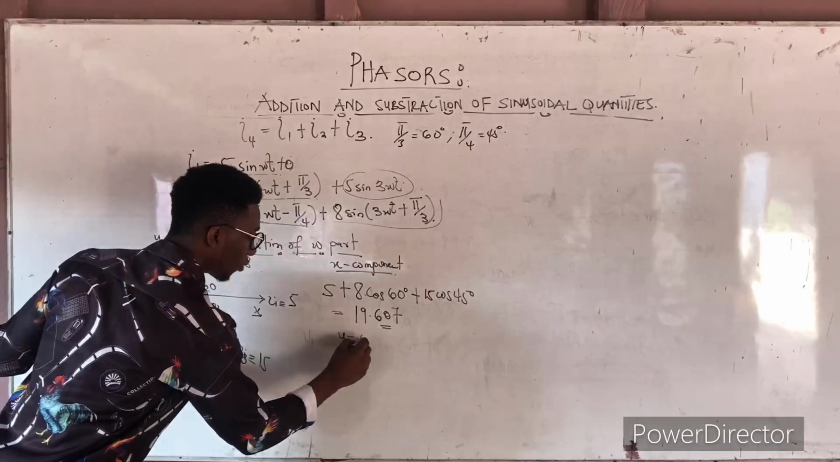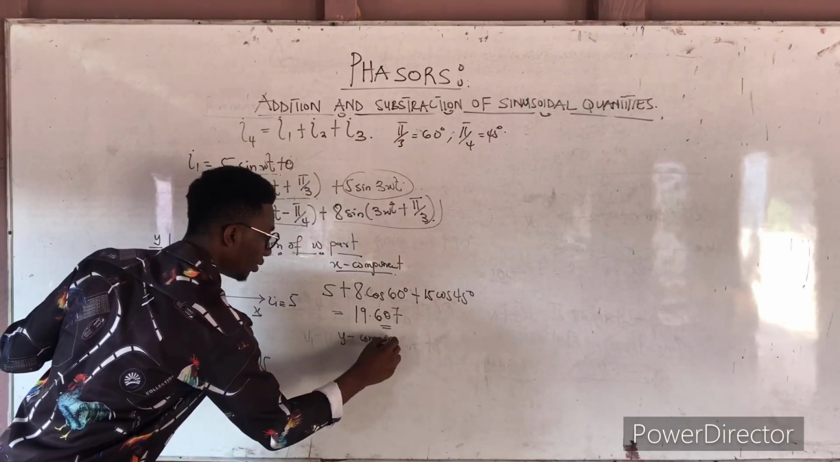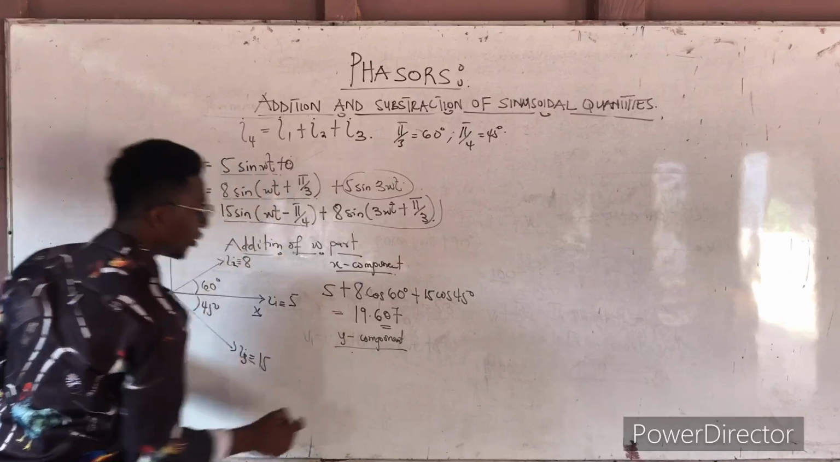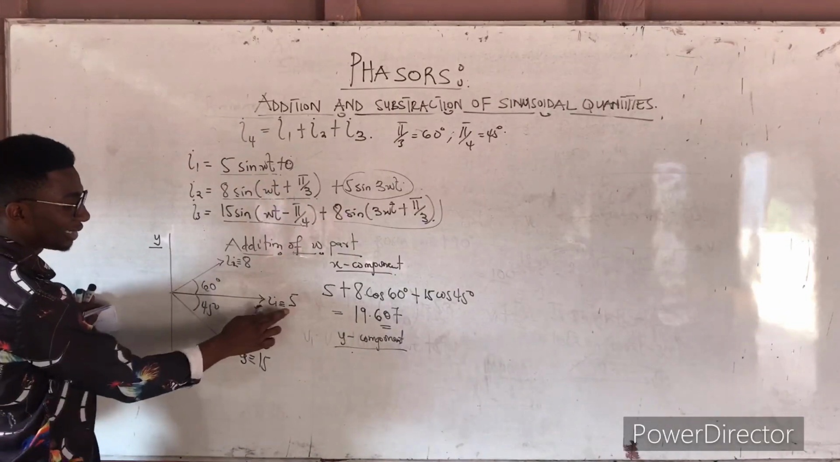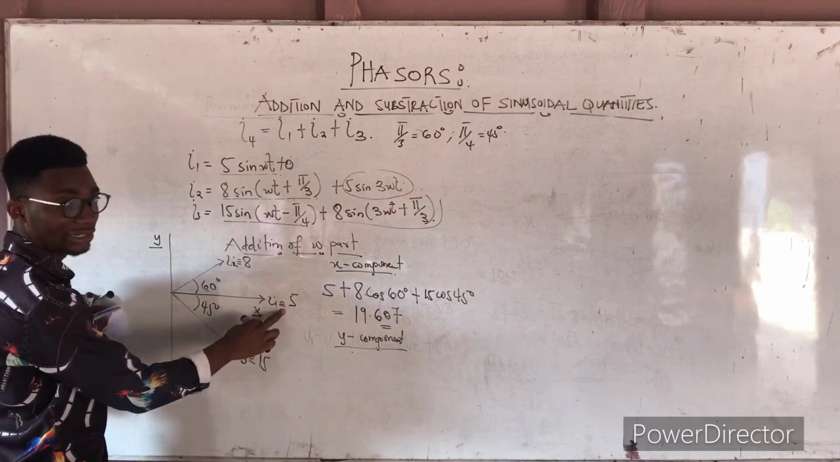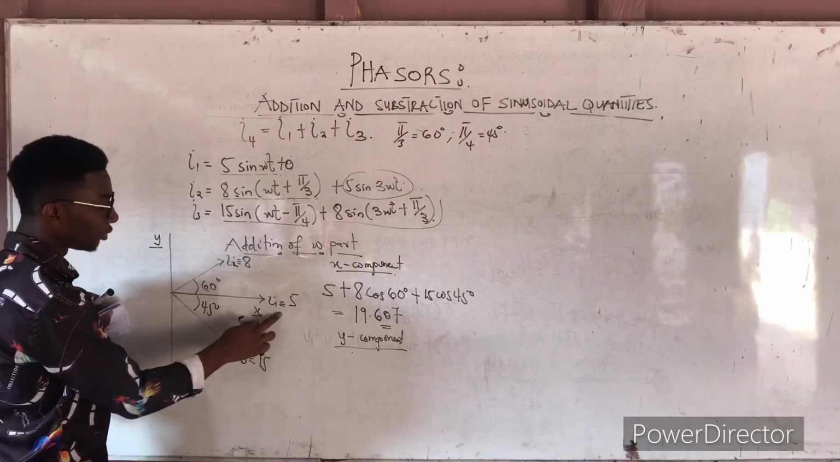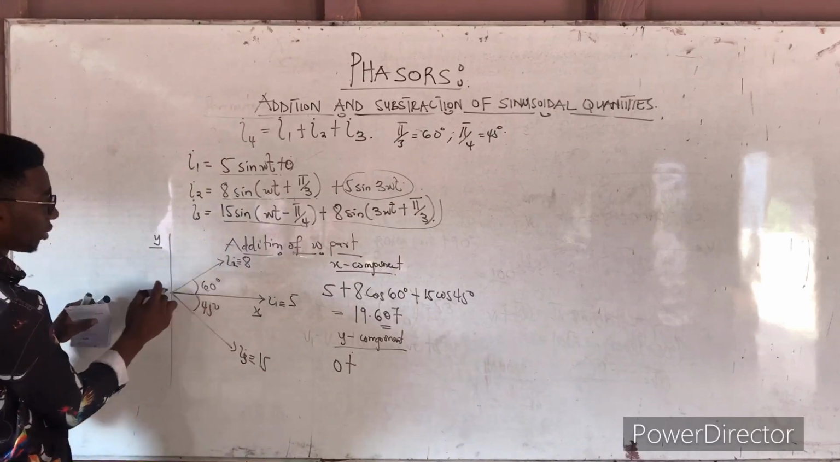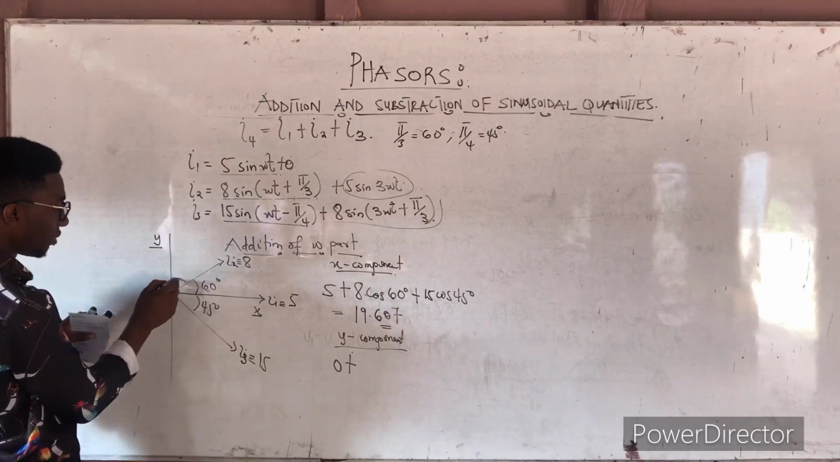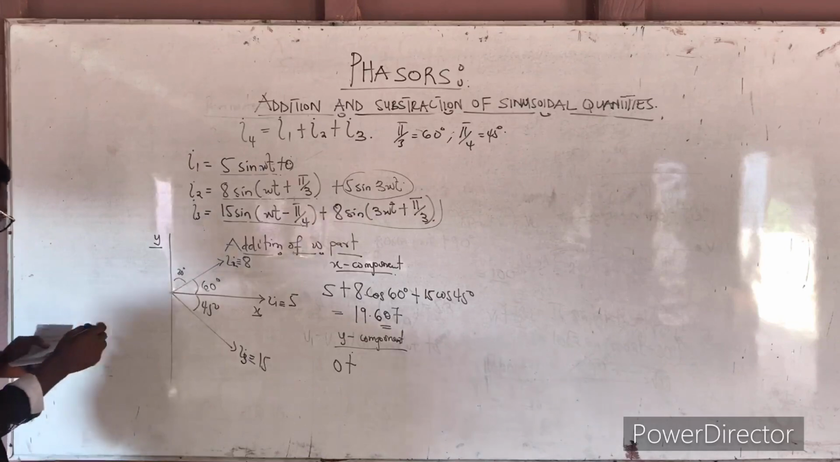Now when you come to the y component, we are resolving all these vectors in the y component. This cannot go in the y component because it's already in phase, it has no angle. So it is 0. So the I1 is 0. Plus, this can go in the y component. It has a remaining of, I think, 30 degrees.